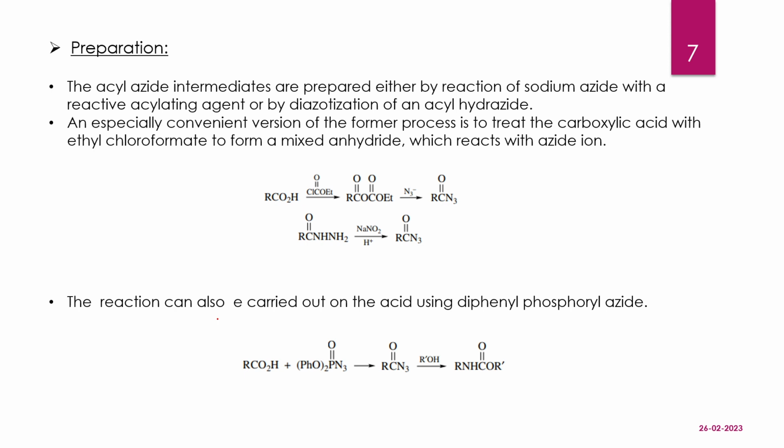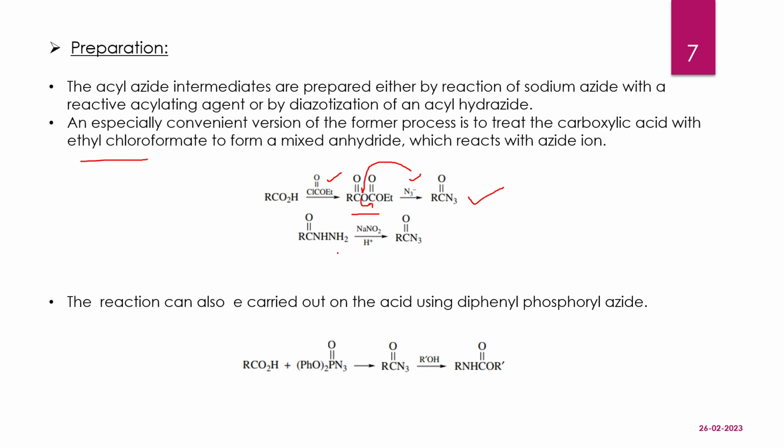So preparation: how can this type of acyl azide be prepared? The acyl azide intermediates are prepared either by the reaction of sodium azide with a reactive acylating agent, or by diazotization of an acyl hydrazide. The convenient version of the former process is to treat the carboxylic acid with ethyl chloroformate to form a mixed anhydride, which reacts with azide anion. This azide anion will attack here on this carbon atom, and this will get removed from the system, and we will get this type of acyl azide.